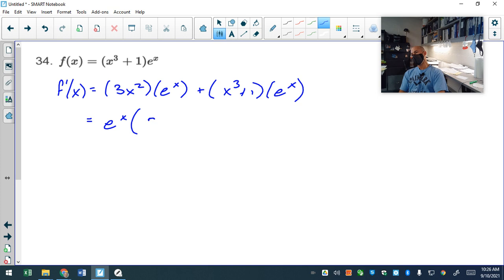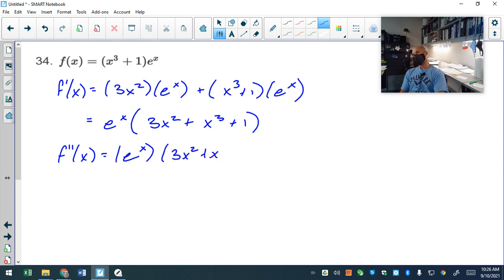And when you do that, you're left with a 3x squared plus x cubed plus 1. And now we have a single product that's just as easy, maybe a tiny bit more difficult because there's 3 terms here, but it's almost identical to the first problem. So now we have a nicer second derivative. So f double prime: the derivative of e to the x is e to the x. We will leave the second one alone, plus leave the e to the x alone. And the derivative of my second term is 6x plus 3x squared plus 1.